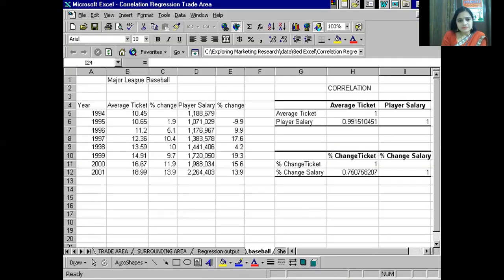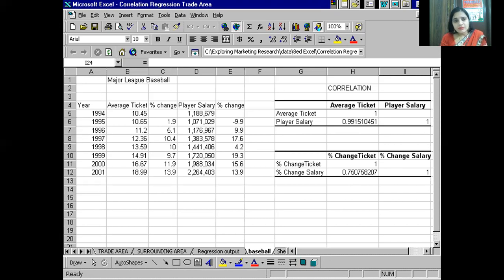because these two are increasing almost together. And this is how you'll get a correlation table, like average ticket and player salary is 0.99 correlated. That means these are very highly correlated with each other, right? And their change is also very highly correlated. It's 0.75. That means high correlation is there, right? So this is how you will get tables generated with the help of different software.